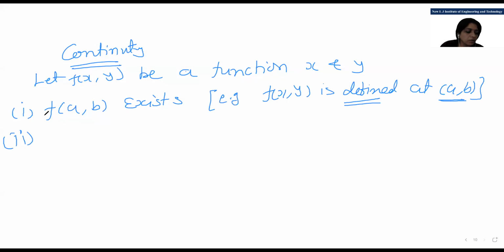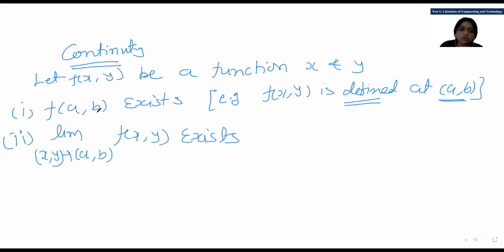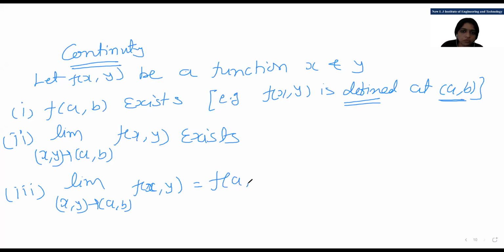The second rule is that we have to find the limit as xy tends to ab of f of xy exists. Means we have to find the limit of our given function at the point ab. And the third and last rule for the continuity of the given function is that limit as xy tends to ab of f of xy is equal to f of ab.